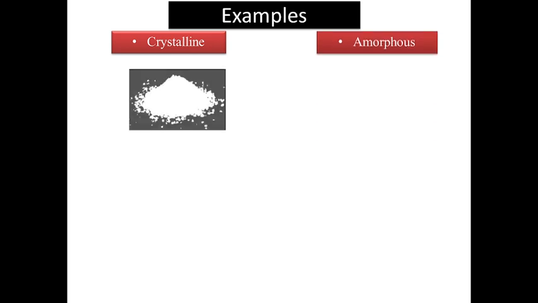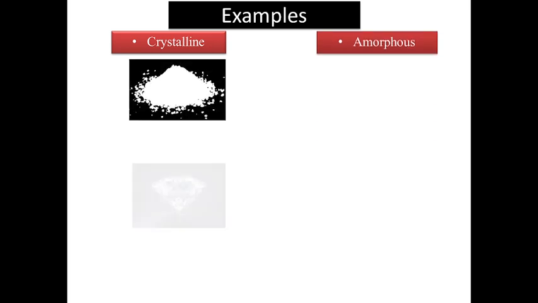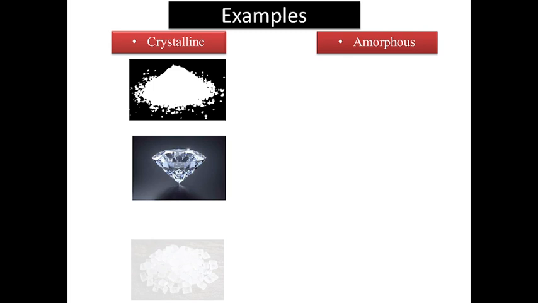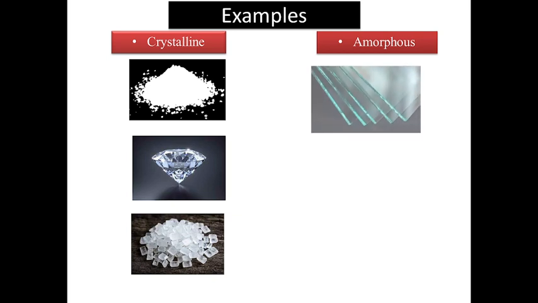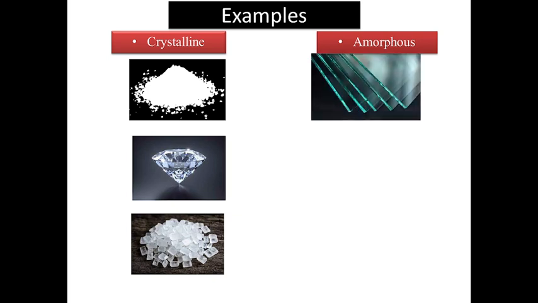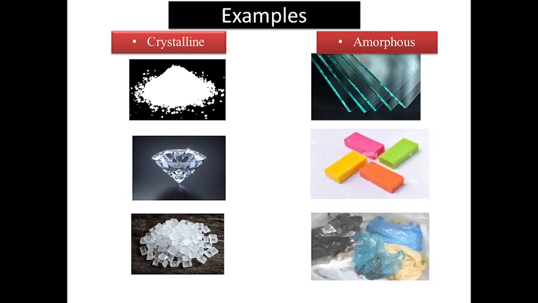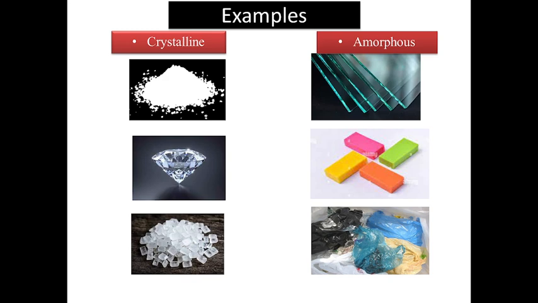Some of the examples for crystalline and amorphous solids: sodium chloride, diamond and sugar are some of the examples for crystalline solids. Glass is one of the best examples for amorphous solid, as well as rubber and plastic.